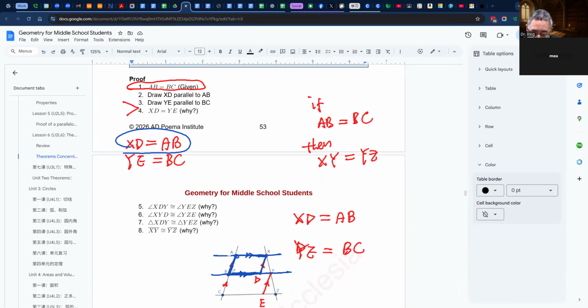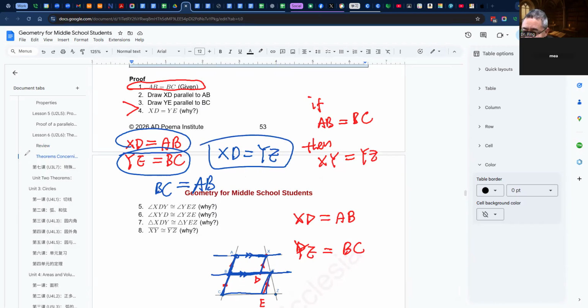Same thing on the bottom here, we have a parallelogram. So therefore, corresponding sides are congruent. We got YE equal to BC. And we know BC is equal to AB, that's given. So therefore, XD is equal to YE. Okay, so we got to this part. So let's see how does that help us?